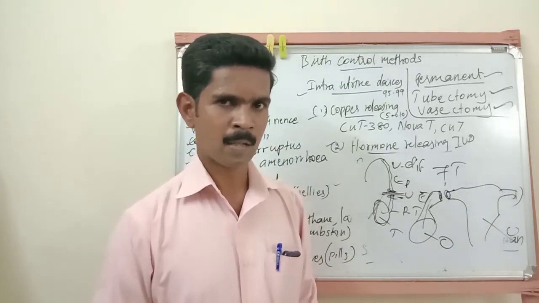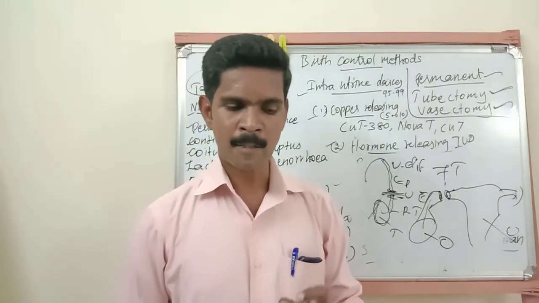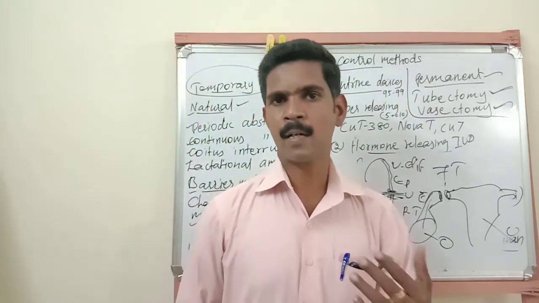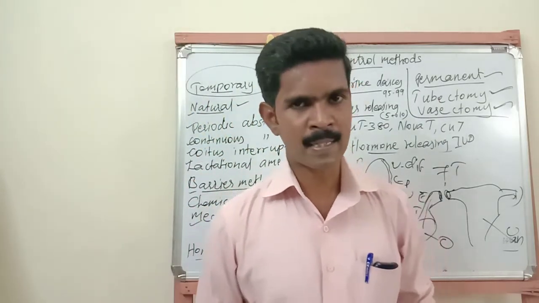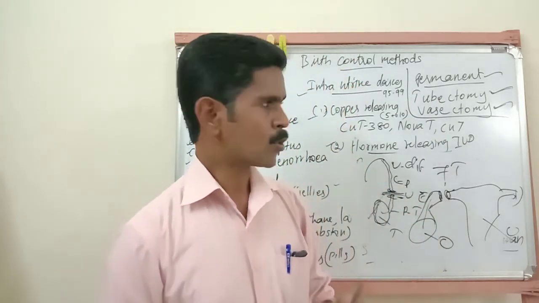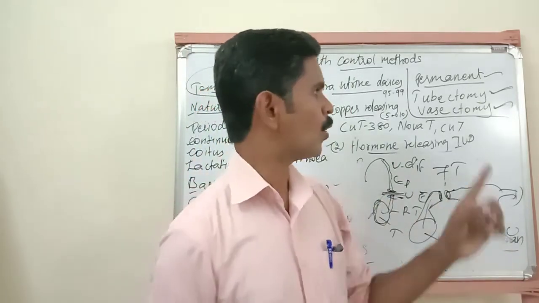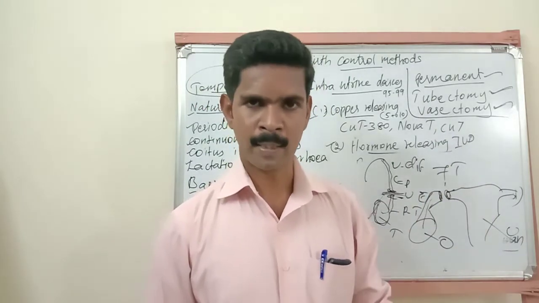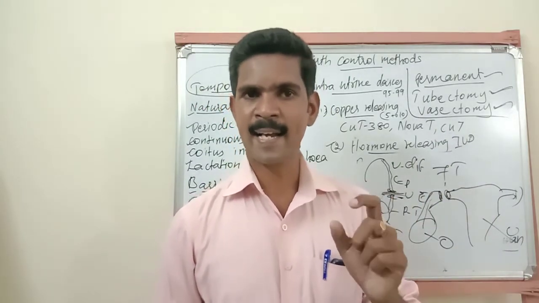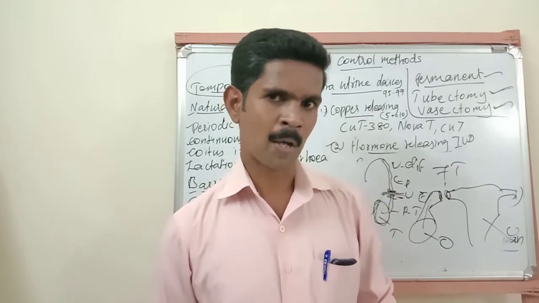Understand? So once again, I repeat: this permanent birth control method is otherwise called the surgical sterilization method. In this method, there are two methods: one is tubectomy and the second is vasectomy. In both methods, the sex cell transport is blocked.